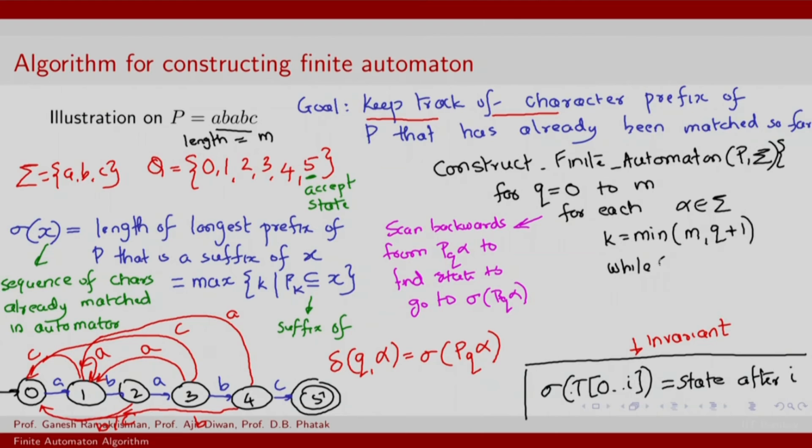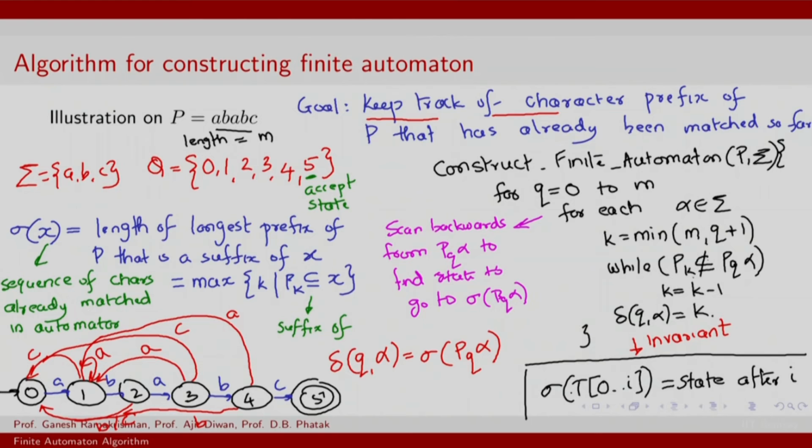So we are going to say while pk, the prefix ending at k, is not a substring or does not match the prefix of pq alpha, we are just going to do k equals k minus 1, and once we find that pk is indeed a suffix of pq alpha, and this will of course be the case when k becomes 0, we then going to set delta of q comma alpha to be k.